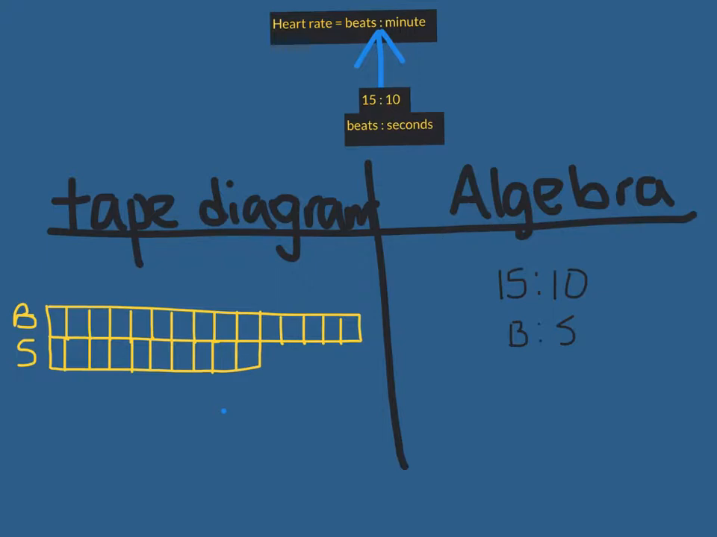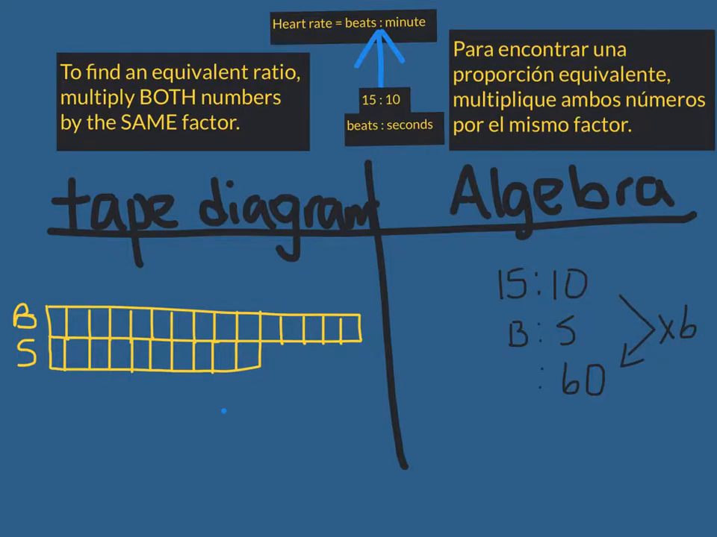So if you remember, we know that there are 60 seconds in a minute, and our heart rate is based off of beats per minute, so we can't forget that up here, and that this represents seconds. So 10 seconds doesn't equal a minute. I'm going to have to change it at a specific rate in order to get that. So how do I get from 10 to 60? That's right, times 6. Now we've learned that to find an equivalent ratio, I multiply both numbers by the same factor.